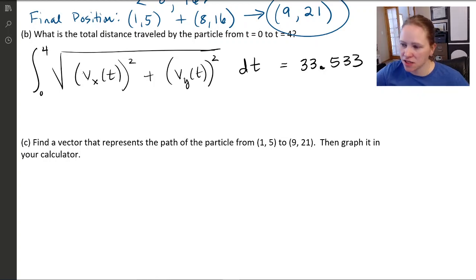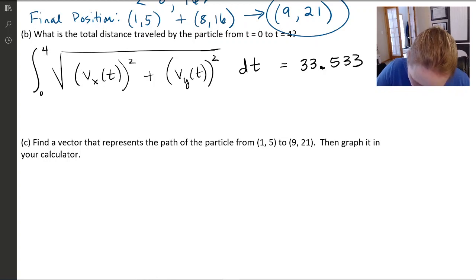Now, part C says this. Find the vector that represents the path of the particle from (1, 5) to (9, 21). Then graph it in your calculator. Okay, so this one is asking me to take the equation and find the path. We want to trace the path. So we're given velocity. We want to find position.